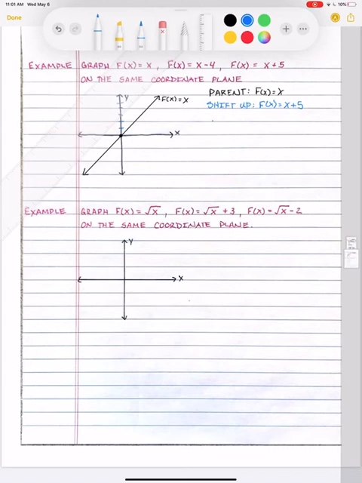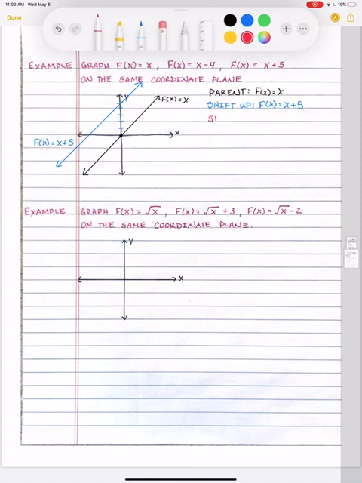Then I'm going to take out my ruler again, make sure I have the same slope as my black graph, and I'm just going to move it up to where it crosses that 5. Then I'm going to draw my line for my new graph. And this is f of x equals x plus 5. You always want to label your graphs, just so there's no confusion.